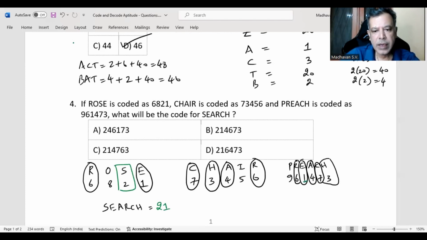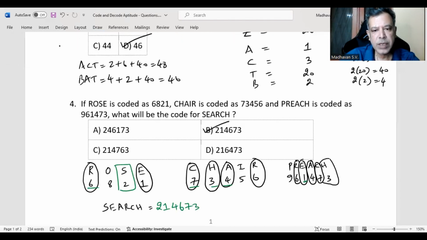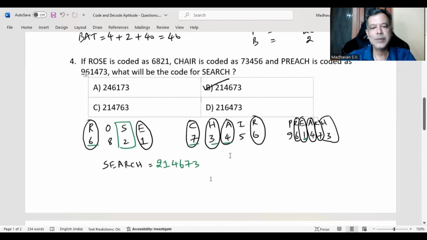Then for A, it is available here, 4. And for R, it is available here, 6. And for C, it is available here, 7. For H, it is available here, 3, which means our option should be 214673, which means our option is B, right option. Let us move on to the next question.